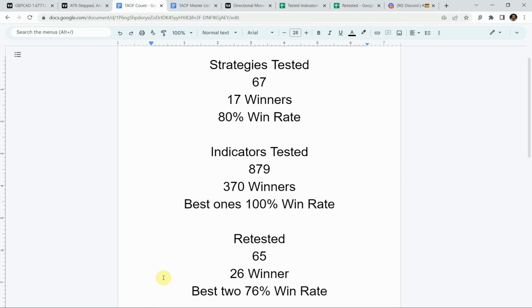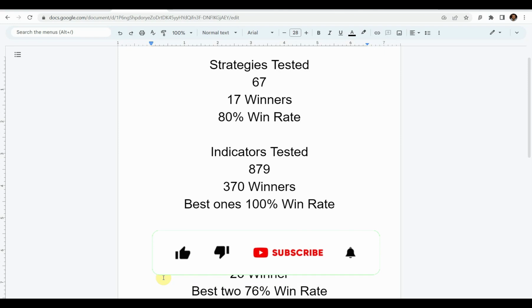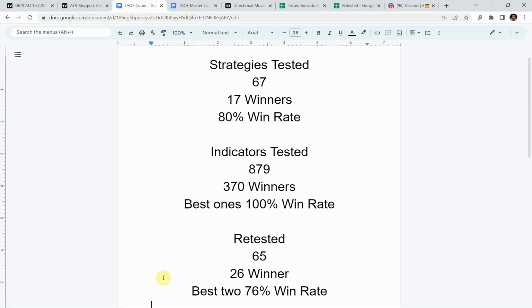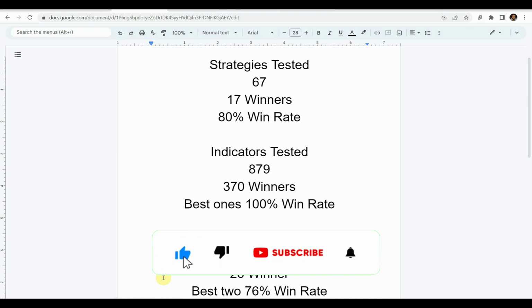We've also tested a total of 879 indicators, with 370 of them being winners. The best ones so far were able to achieve a 100% win rate. Now you need to go back and watch those videos to understand the context of how they were able to achieve that. So go back and watch those videos and see what you can get out of those winning indicators. We've also retested in the advanced testing 65 of the winning indicators. 26 of them have been able to maintain the winning status, the best to a 76% win rate. Now keep in mind that we test most of these strategies and indicators on the Forex and crypto market, but they can be applied to just about any market universally.